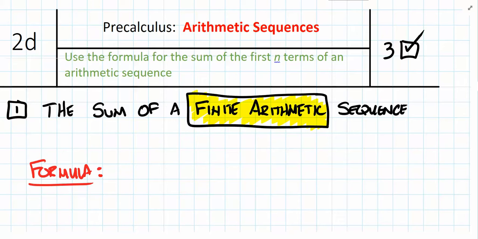Here's Precalculus Concept video 2D, arithmetic sequences. We're going to use the formula for the sum of the first n terms of an arithmetic sequence. This is a really cool lesson. There's 3 boxes, so let's get into it right away.